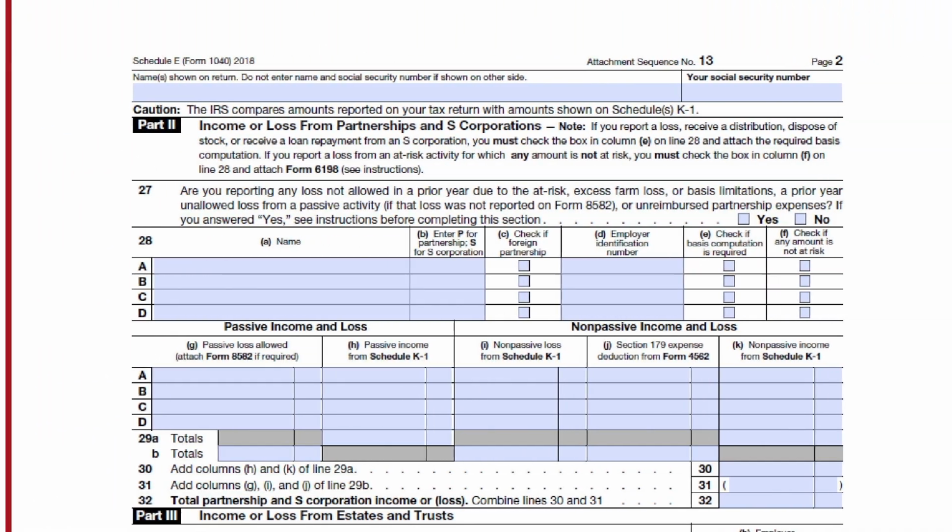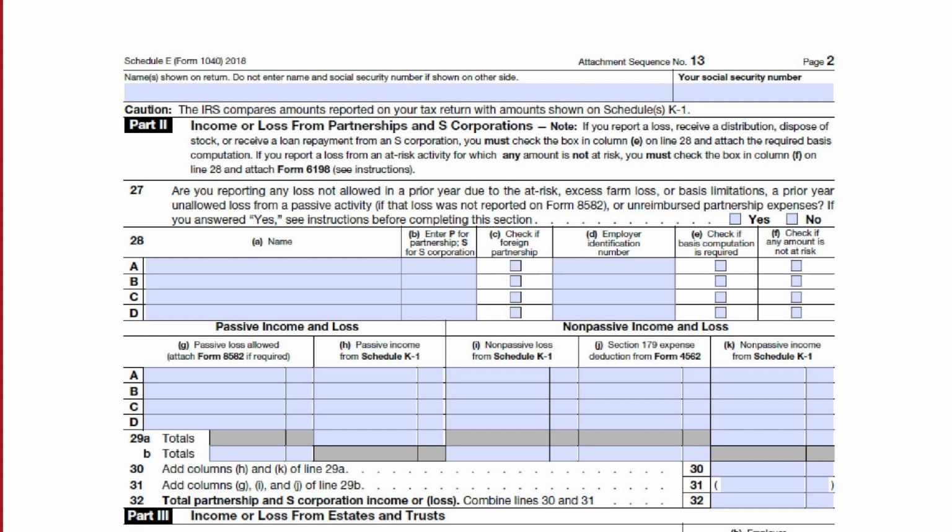Move to page 41, where we have the second page of Schedule E. On part 2, we've got income or loss from partnerships and S corporations. And on part 3, we've got income or loss from estates and trusts. Let's look at the line of caution just above part 2.